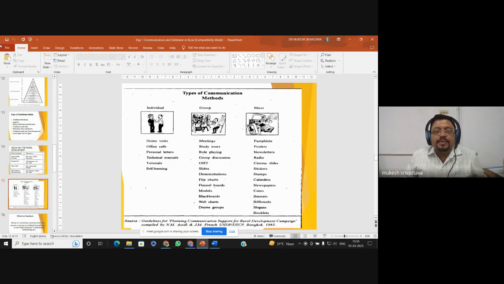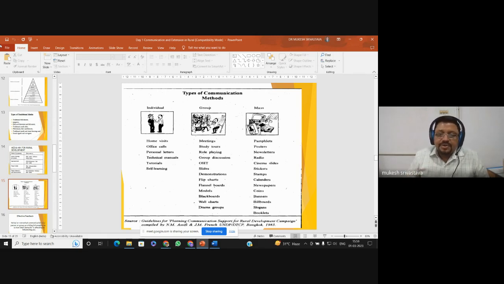We can use group discussions. Through that group discussion, the conclusions will come. So in those results and conclusions, they can understand what the better methods or better practices are. You can use OHPs, you can use slides, and demonstrations of the different techniques and methods.